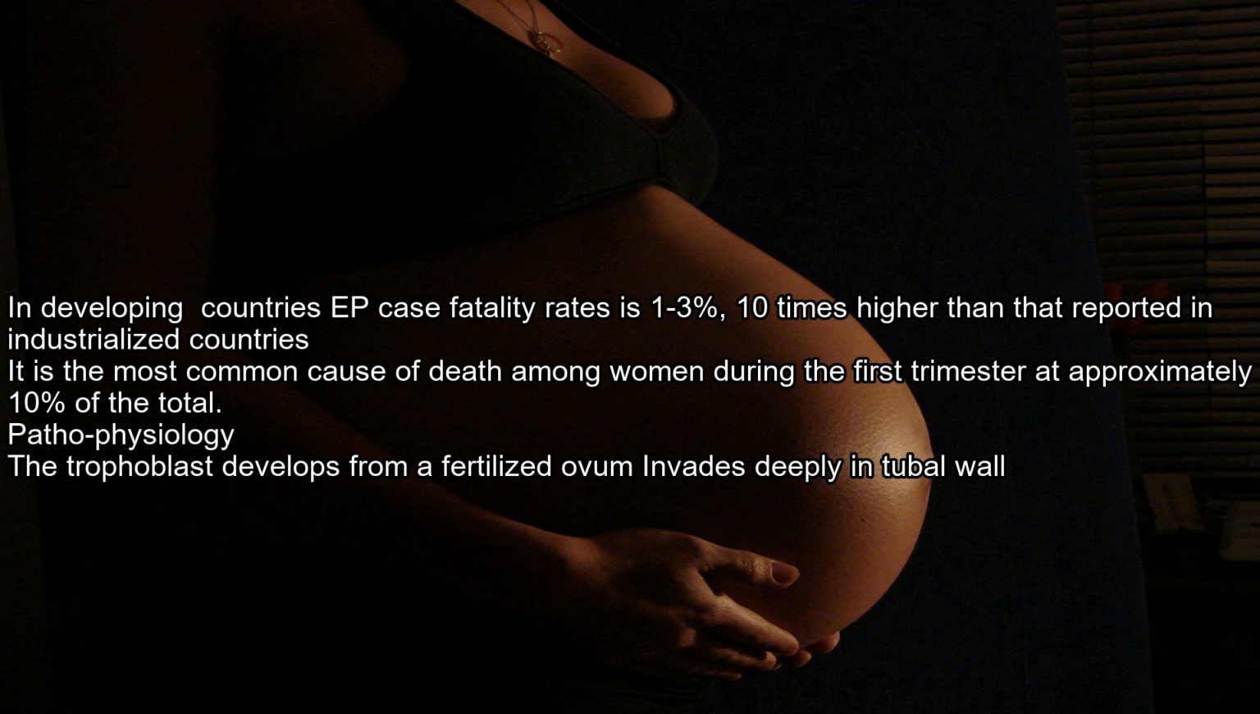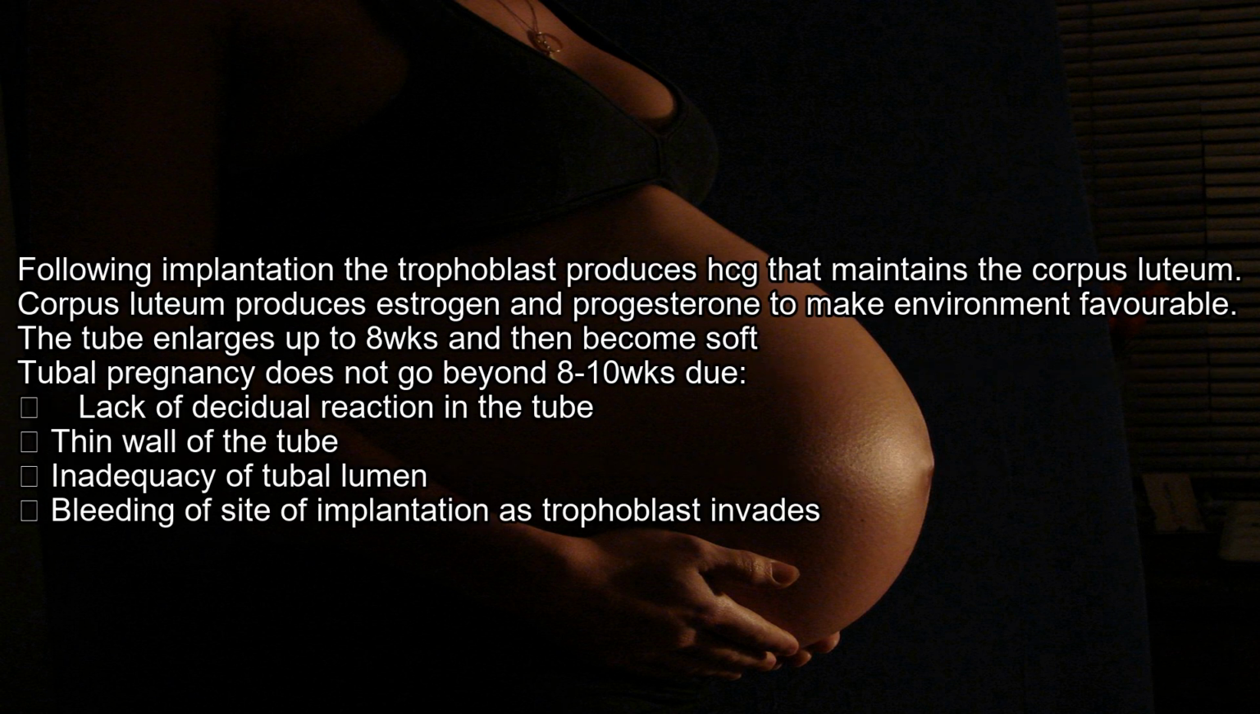Pathophysiology. The trophoblast develops from a fertilized ovum and invades deeply into the tubal wall. Following implantation, the trophoblast produces HCG that maintains the corpus luteum. The corpus luteum produces estrogen and progesterone to make the environment favorable. The tube enlarges up to 8x and then becomes soft.